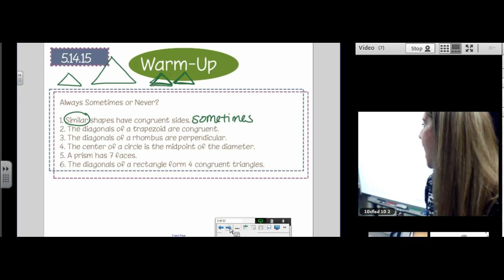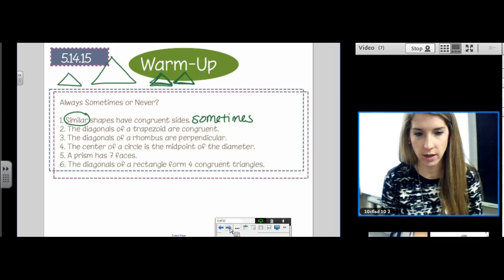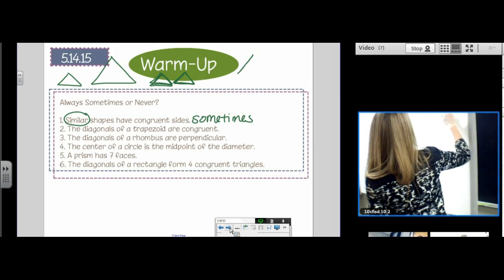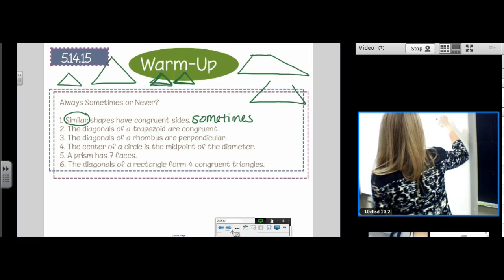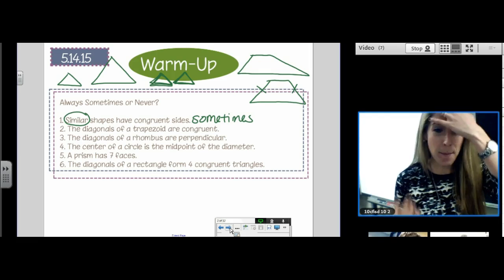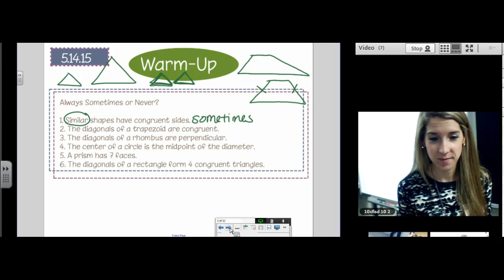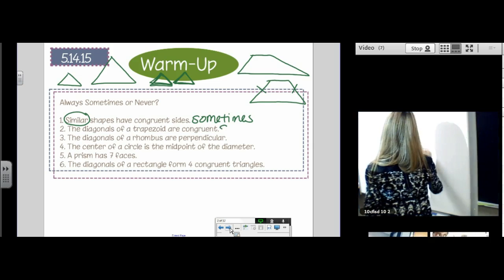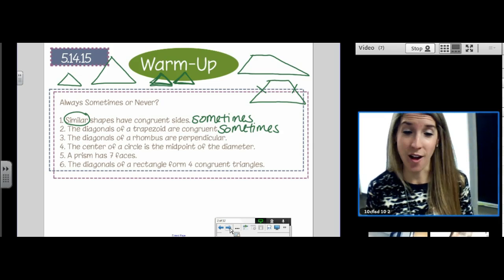Number 2, the diagonals of a trapezoid are congruent. So I could draw a trapezoid multiple ways. I could draw that trapezoid, but I could also draw that trapezoid. So good. If the trapezoid is blank, then they would be congruent. What's the blank? Isosceles. If the trapezoid is isosceles, they would be congruent. If the trapezoid is not isosceles, the diagonals are not going to be congruent.